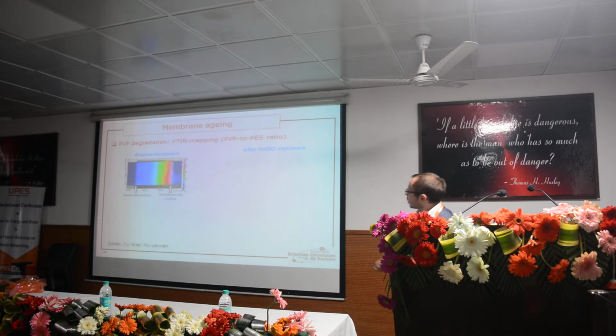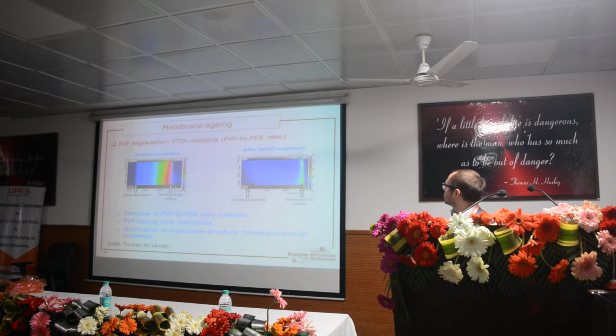We also studied these membranes with the FTIR technique, but here we did mapping of the PVP to PES ratio in the cross-section of the membrane. Here you have a picture of the cross-section. Here is the surface of the membrane, here the back of the membrane, which means you filter this way, from the right to the left. What you can see is that most of the PVP is near the surface of the membrane.